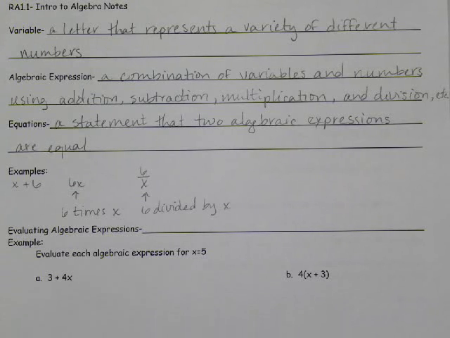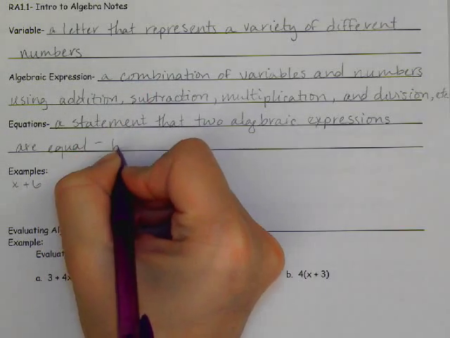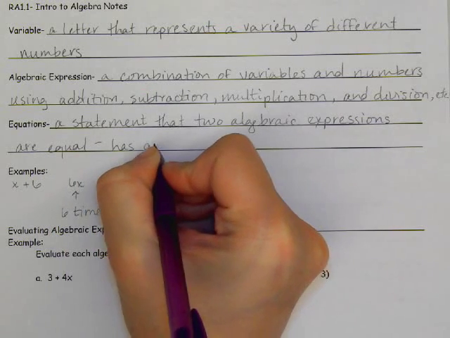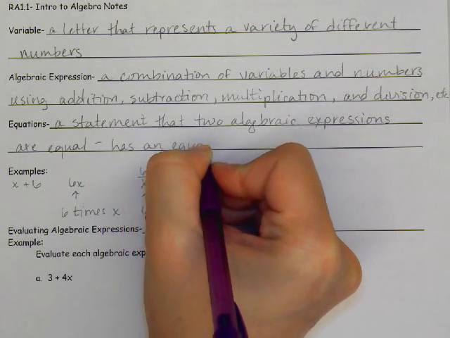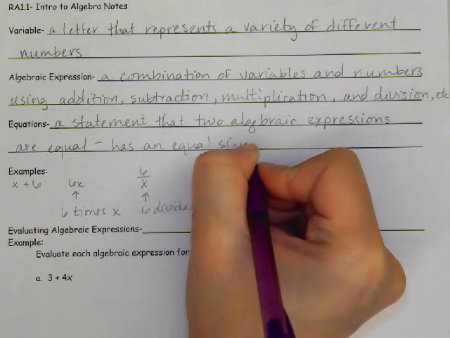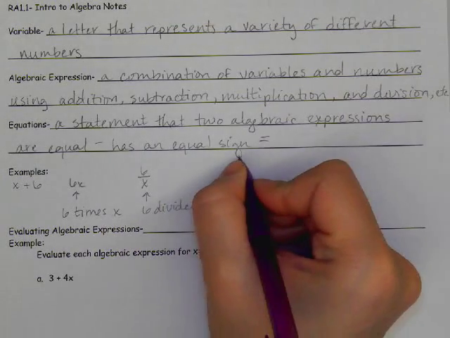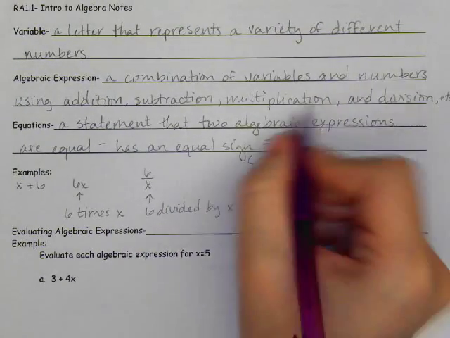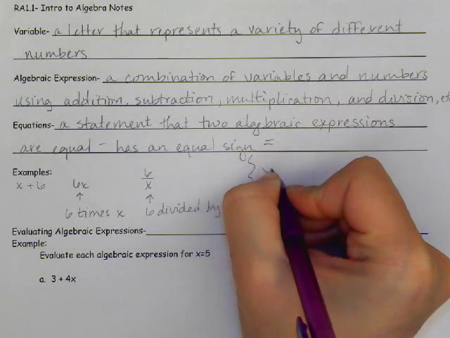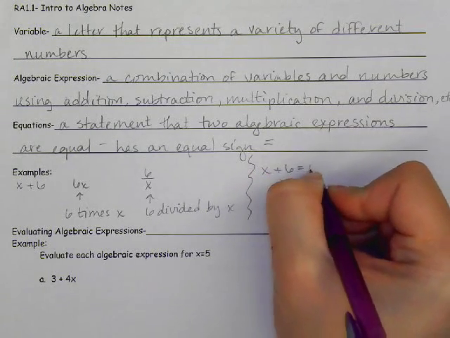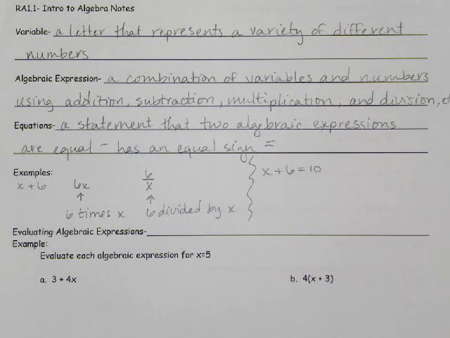An equation, on the other hand, is a statement that two algebraic expressions are equal. So it looks very, very similar to an expression, except it has an equal sign. And that's an important point. Some examples there: x plus 6 equals 10. In that case, you can actually determine what x is.